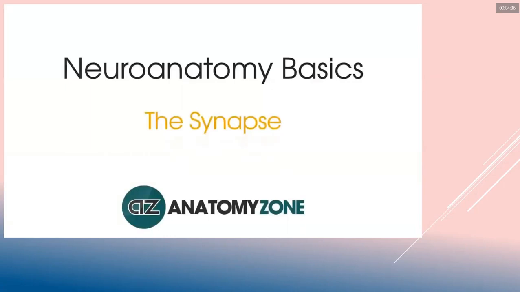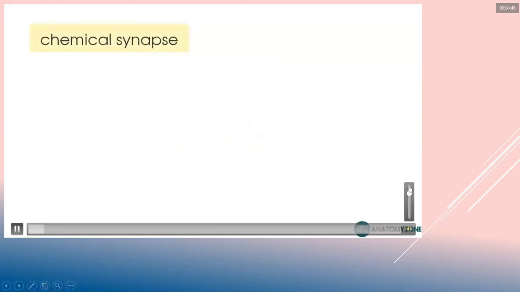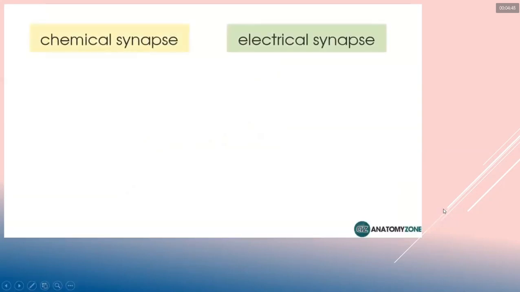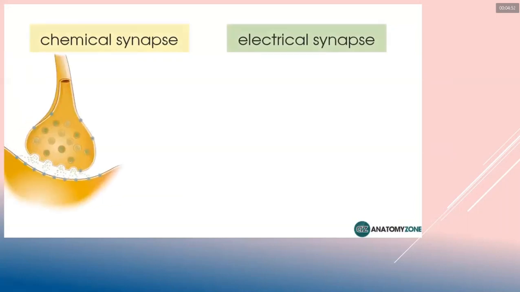Hi, this is Peter from Anatomy Zone, and in this Neuroanatomy Basics tutorial we're going to take a look at the structure of the synapse. There are two types of junctions between neurons. You've got chemical synapses and then you've got electrical synapses. In this tutorial we're going to take a look at the chemical synapse.